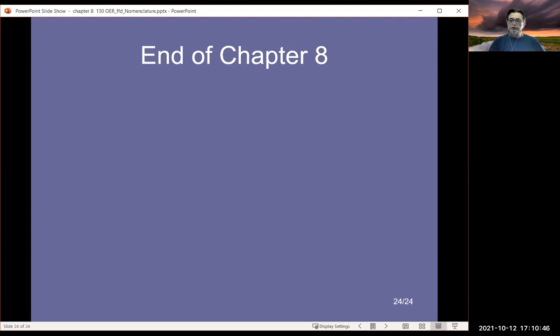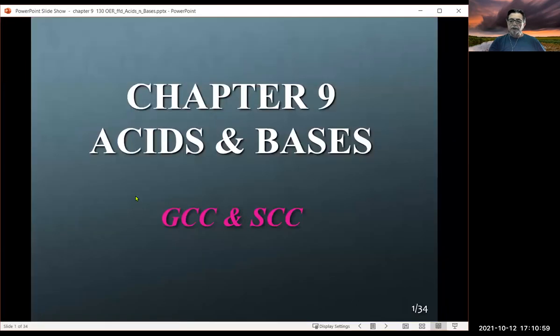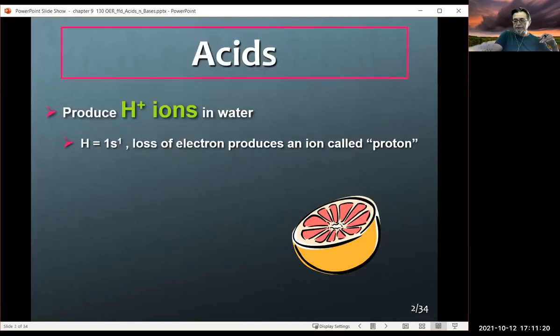That, ladies and gentlemen, is the end of chapter 8. Any questions about that? No? Okay, well, that brings us to chapter 9, which is actually going to deal with the first type of reaction that we are going to work with, and that's an acid-base reaction, neutralization. More on that here in a bit. But acids and bases: let's talk about the acid first.